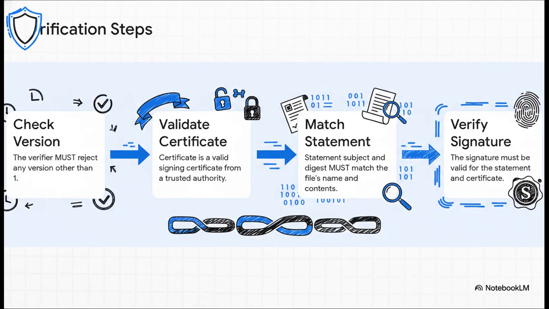And this whole thing lets your computer play detective. When you download a package, your installer can automatically run through these 4 checks. It checks the version. It makes sure the certificate is from a trusted source. It confirms the file's contents perfectly match the statement. And finally, it verifies that cryptographic signature. If all 4 pass, you can be pretty darn sure the code is legit.